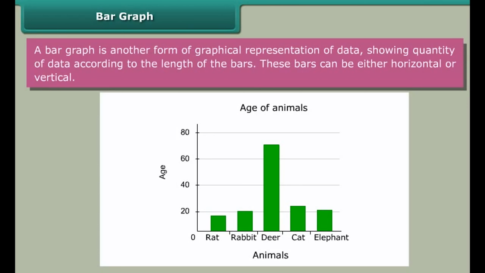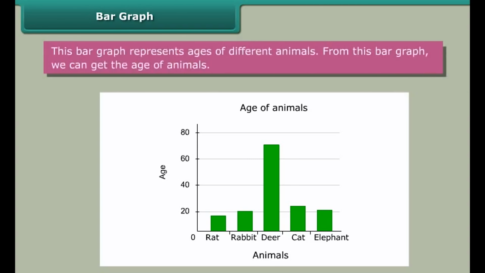Bar graph. A bar graph is another form of graphical representation of data, showing the quantity of data according to the length of the bars. These bars can be either horizontal or vertical. This bar graph represents ages of different animals. From this bar graph, we can get the age of animals.